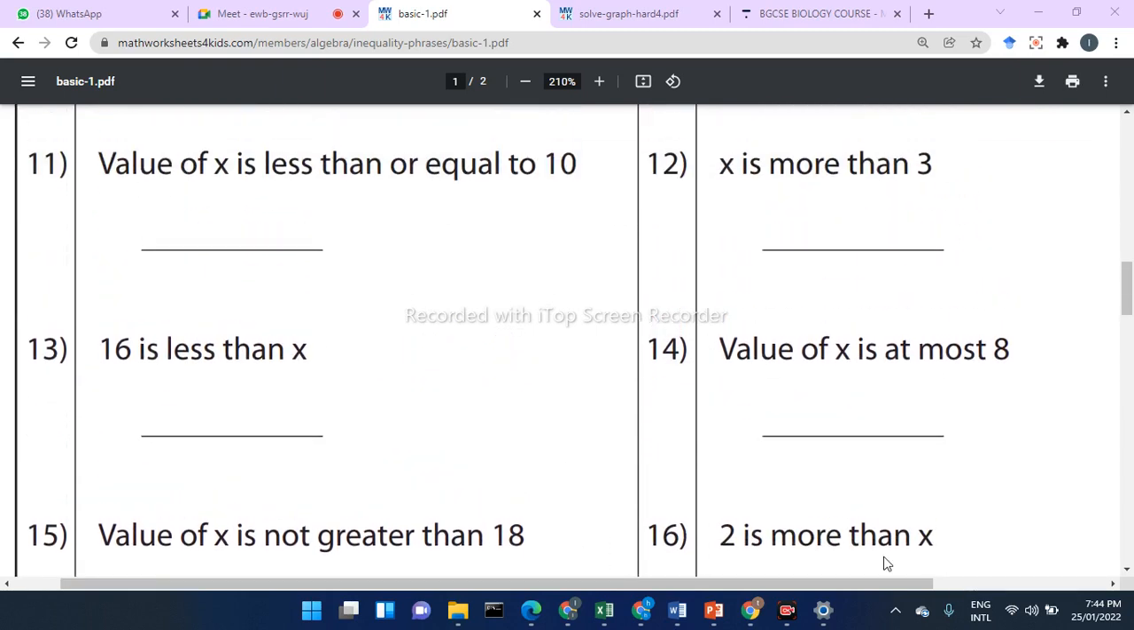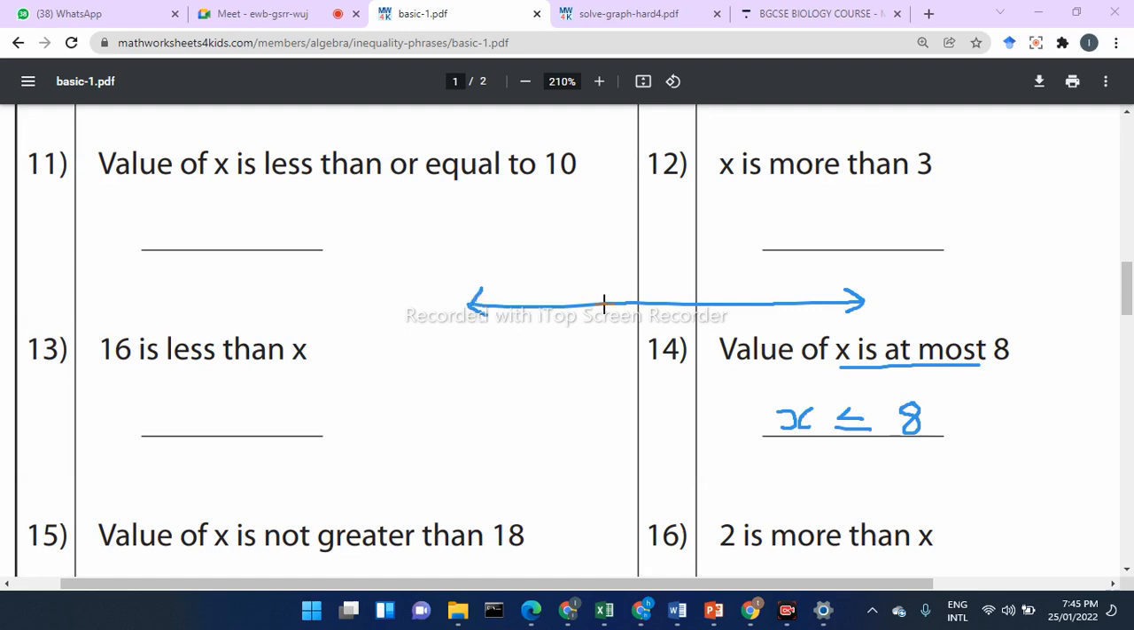I like number 14. Value of x is at most 8. What does that mean? Value of x is at most 8. You say x is less than or equal to 8. Well, let's see. So we say that it has to be at most 8. So it cannot be bigger than 8. So if we go on a number line, right?